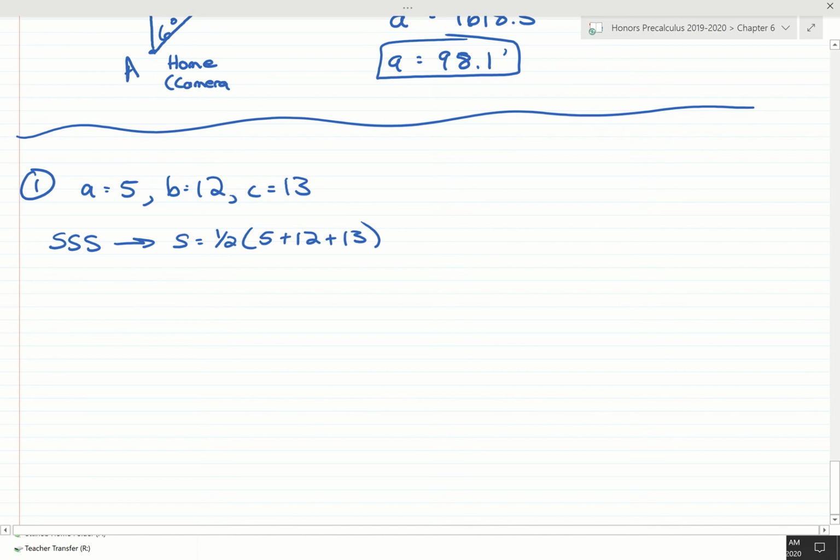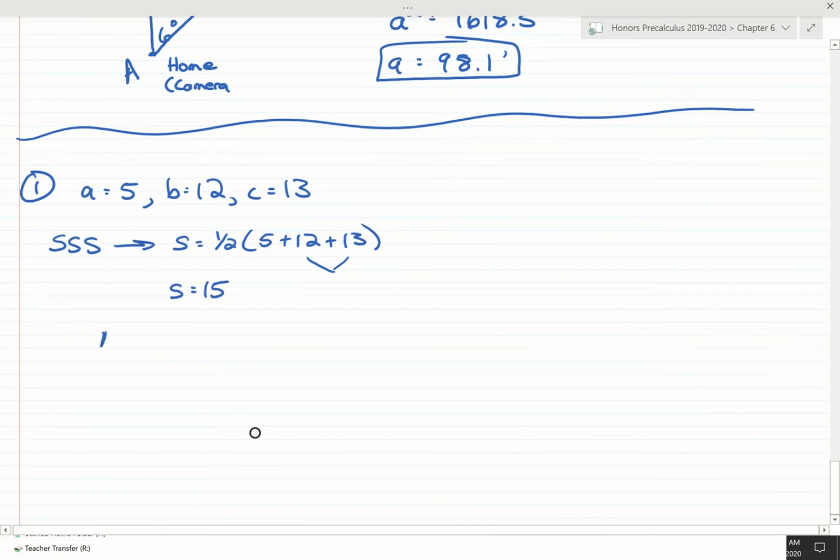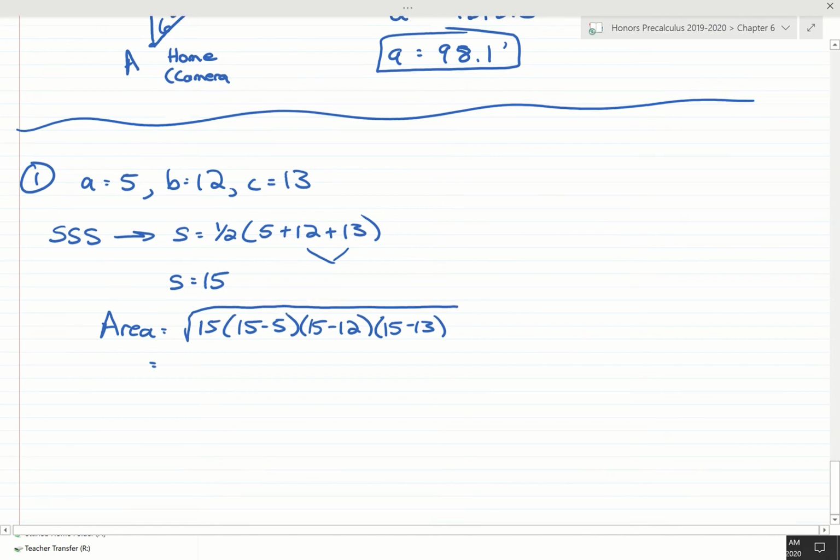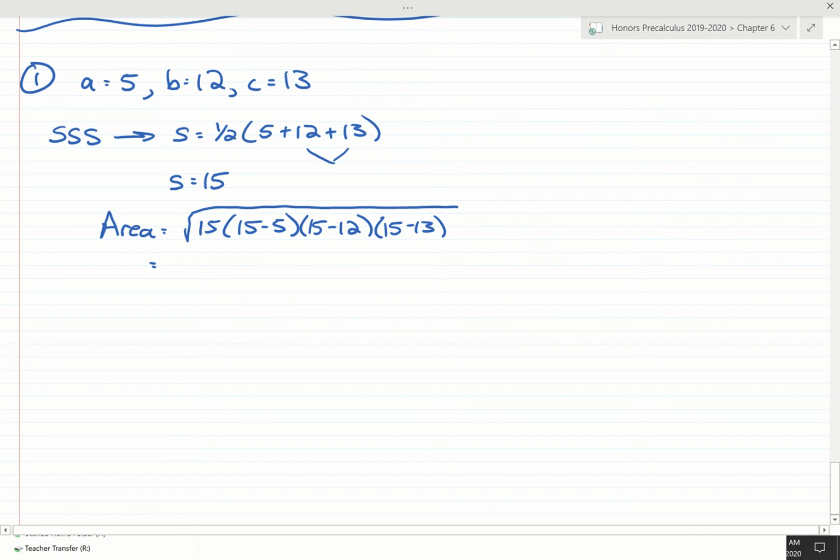5 plus 12 plus 13, well, this is 25 plus 5 is 30, half of that is 15. And then from here, our area, using Heron's formula, is 15 times 15 minus 5, 15 minus 12, 15 minus 13, inside of the square root. So let's see what that is. Alright, so I typed it in, and I got an area of 30 square units.